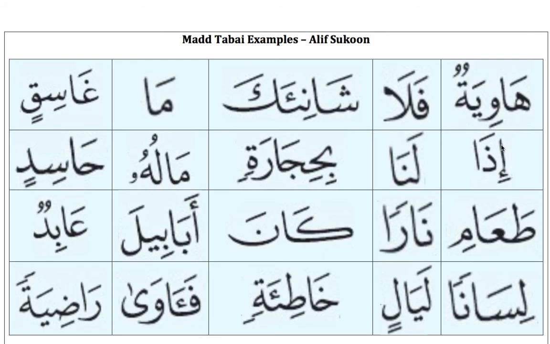Next we have همزة كسرة إي. ذال فتحة ألف سكون ذا إذا. Next we have لام فتحة لا. نون فتحة ألف سكون نا لنا.